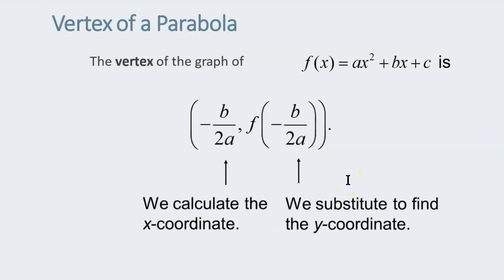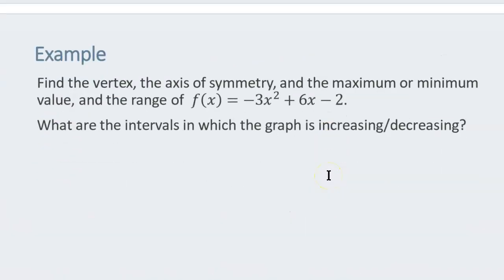Another way to think of where the vertex of a parabola is to consider that the x-coordinate comes from -b over 2a, and that comes from a part of the quadratic formula. And then if I find the x-coordinate there, then I can plug that particular number into the function to get its corresponding y value. We'll do some examples to show you.